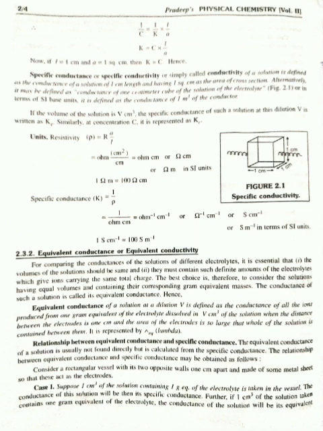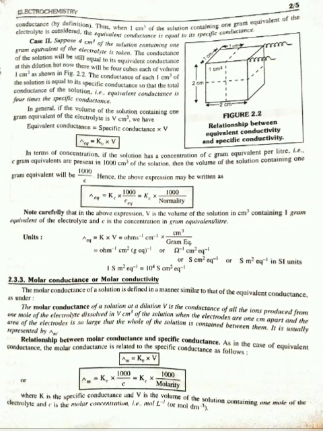Case 1. Suppose 1 centimeter cube of the solution containing 1 gram equivalent of the electrolyte is taken in the vessel. The conductance of this solution will then be its specific conductance. Further, if 1 centimeter cube of the solution taken contains 1 gram equivalent of the electrolyte, the conductance of the solution will be its equivalent conductance by definition. Thus, when 1 centimeter cube of the solution containing 1 gram equivalent of the electrolyte is considered, the equivalent conductance is equal to its specific conductance.